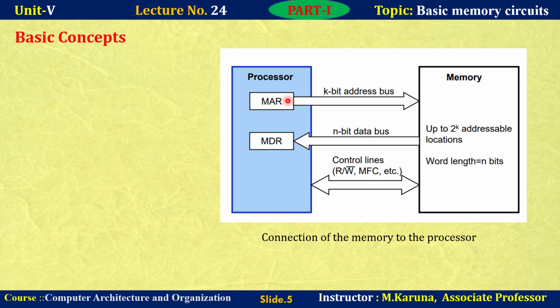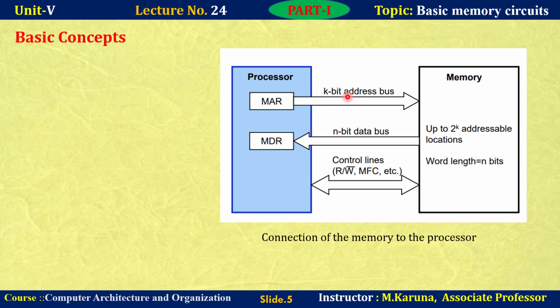For example, the size of MAR is K bits. That's why it can transmit K bits to the memory with the help of the address bus. MDR can store N bits. Assume like that. So it can transfer N bits over the N data lines. A group of data lines is nothing but the data bus.